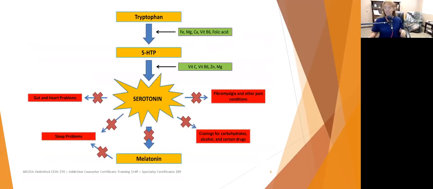So here's the first diagram, and this is how serotonin and melatonin are made. Tryptophan is a protein that we eat, and it's available in most any food. So it's not like it's hard to get tryptophan. But tryptophan requires iron, magnesium, calcium, vitamin B6, and folic acid to be converted or broken down into something called 5-HTP, which is a precursor of serotonin.